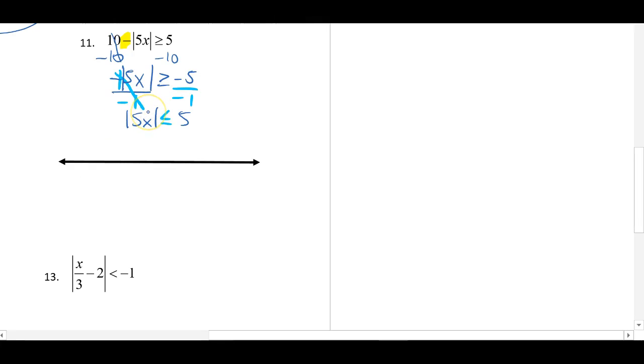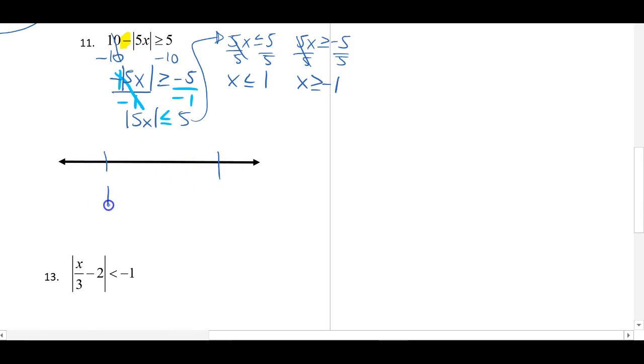It's by itself, so now I can split it into two equations. I'm going to split that over here. So I'll have 5x is less than or equal to 5, and then 5x is greater than or equal to negative 5. Remember, we switched that. Now I divide by 5 on both sides. The 5s cancel out. x is less than or equal to 1, and x is greater than or equal to negative 1. Go back over here. Negative 1, positive 1. And it's an equal to sign, so that means it's going to be a closed dot.